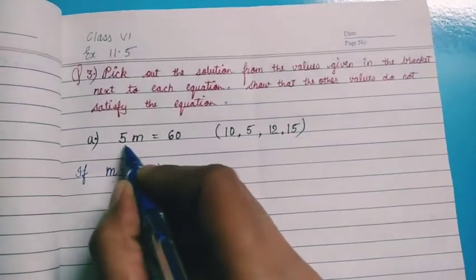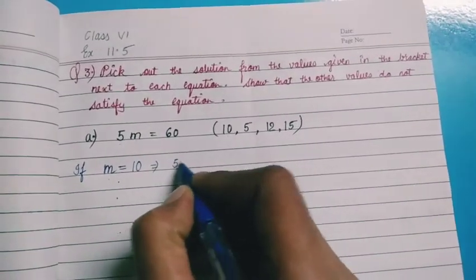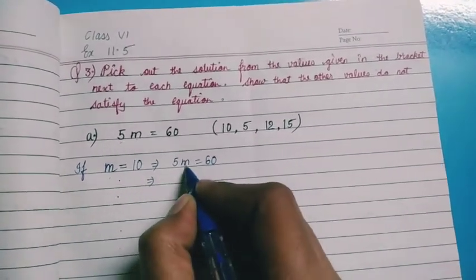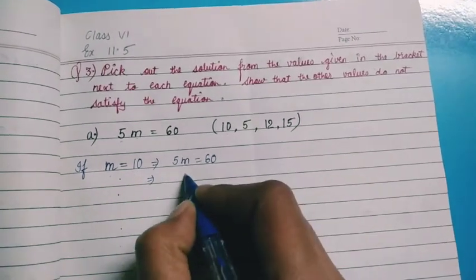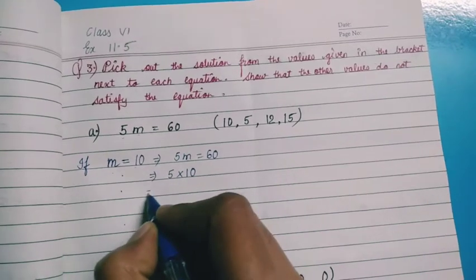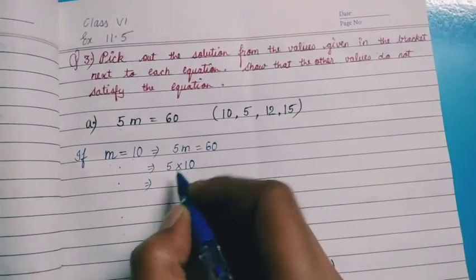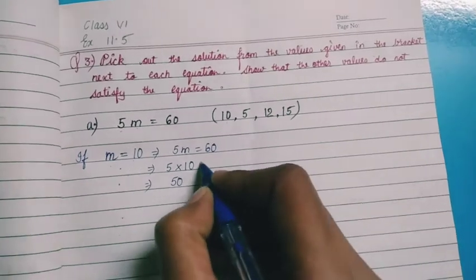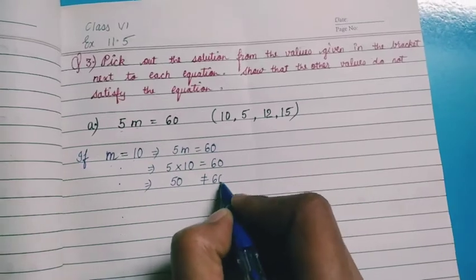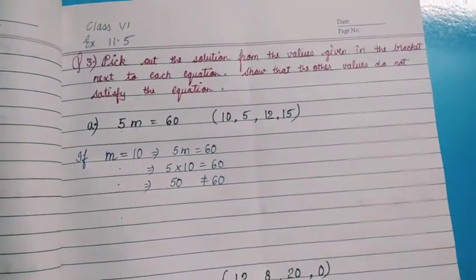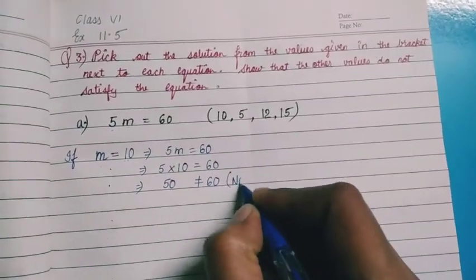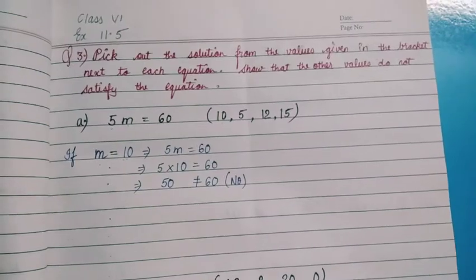At that time you can see the equation is 5m is equal to 60, and in place of m what we will put? 10, because we are searching the result for 10, and this 10 will multiply by 5. 5 tens are 50, and on the right hand side we have 60 which is not equal to 50. So m is equal to 10 is not the solution.